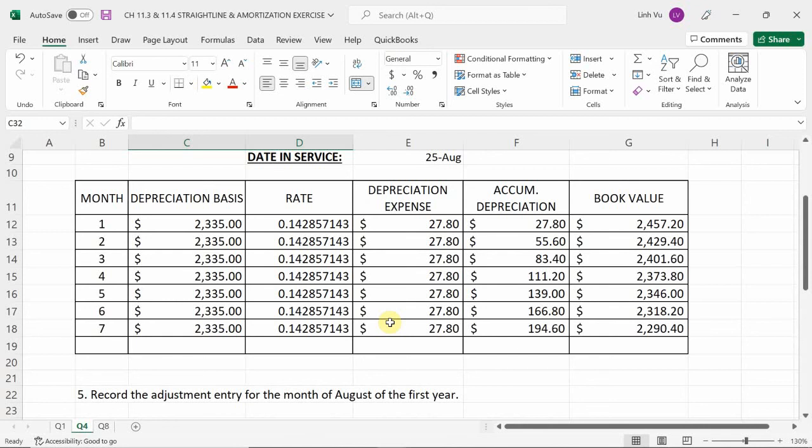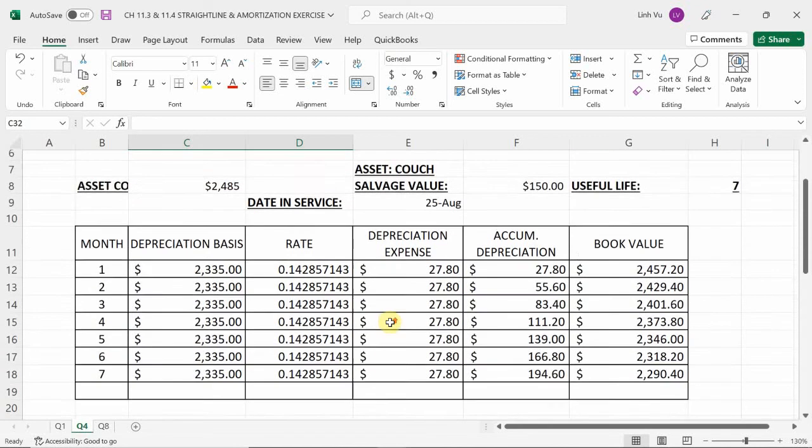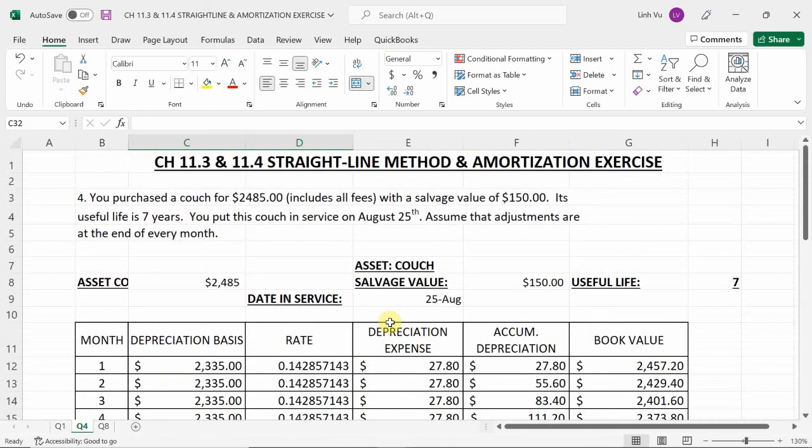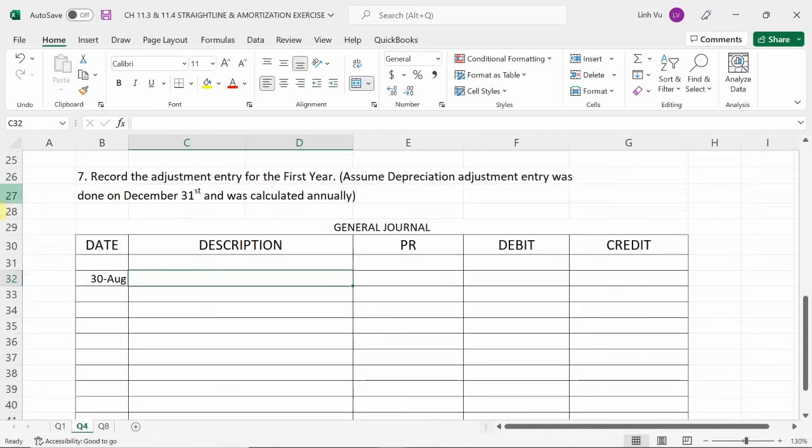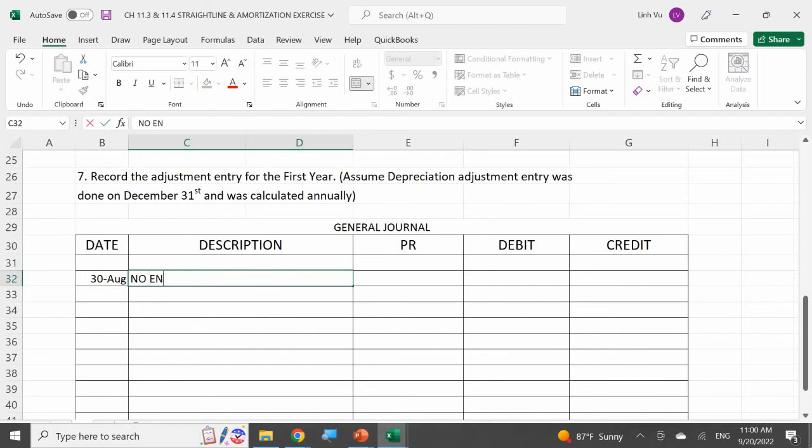When did you place the asset into service? August, when? 25th. So when do you start depreciating? September. I'm asking you to depreciate for the month of August. So there shouldn't be any adjustment. Correct. No adjustment. So in this case, no entry. So it's important that you need to know when you actually start depreciating it.